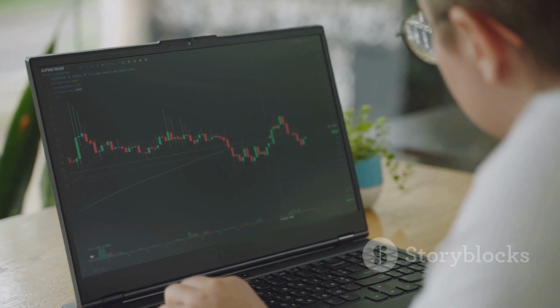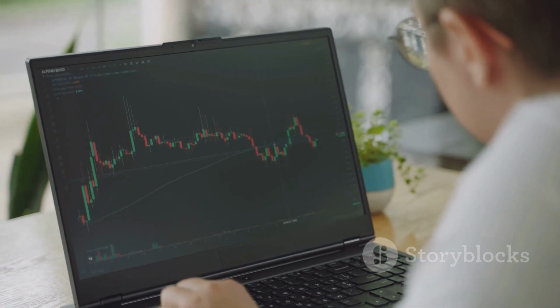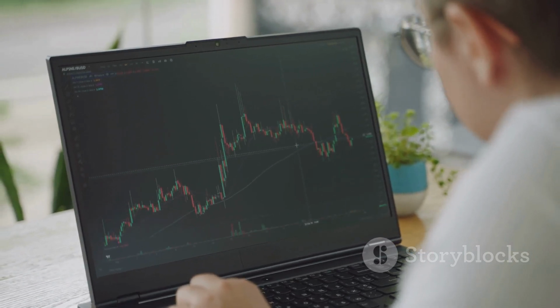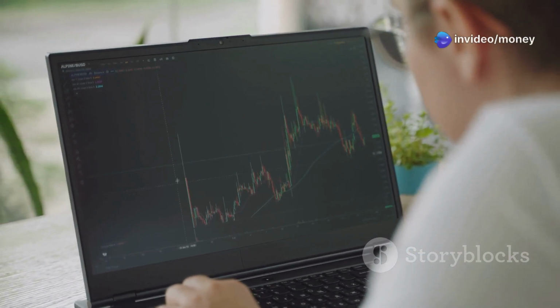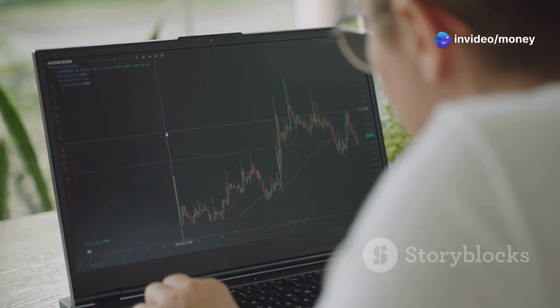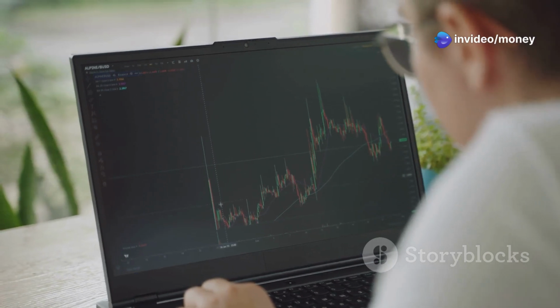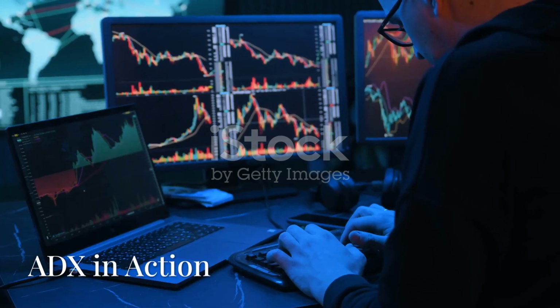By combining the ADX with other indicators like moving averages, MACD, or even Bollinger Bands, traders can filter out false signals, confirm trend strength, and identify high-probability trading opportunities.